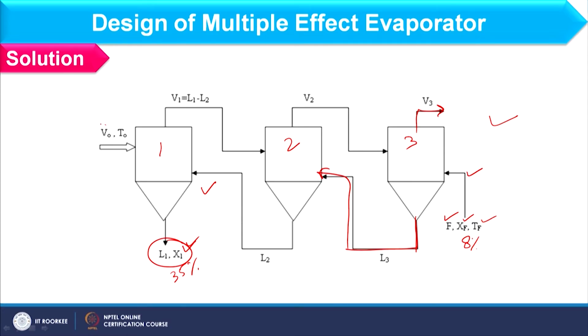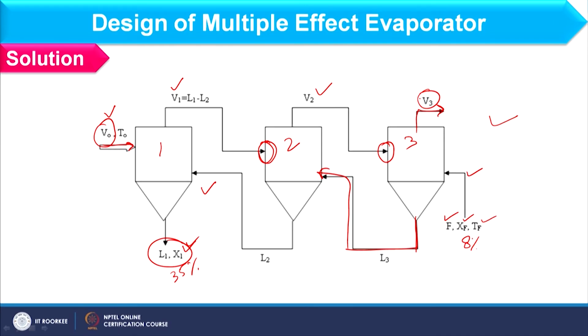As far as vapor movement is concerned, the movement of vapor will be independent of the movement of feed. Vapor as well as steam movement will always be in the forward direction. So, V1 is generated in the first effect, which is used as a heating medium in the second effect, V2 is generated which is used as a heating medium in the third effect, and so V3 will be generated. In this way I hope the sequence is clear to you.